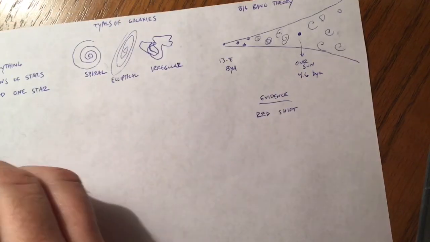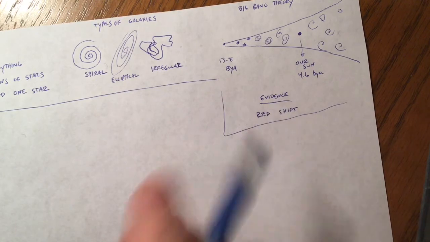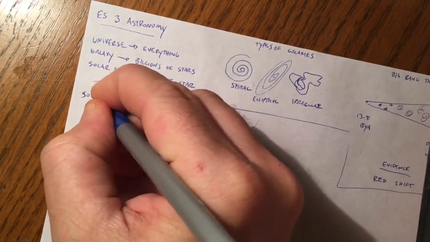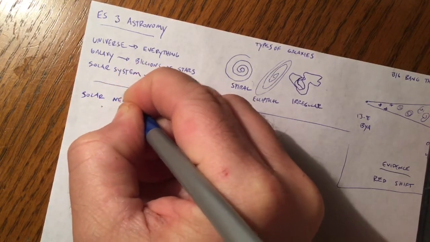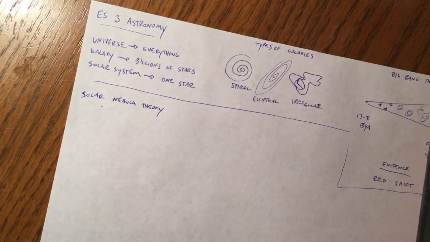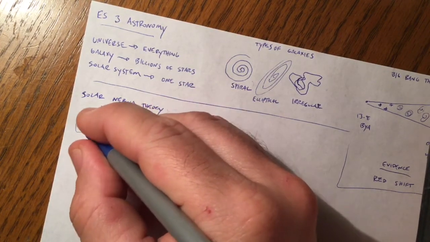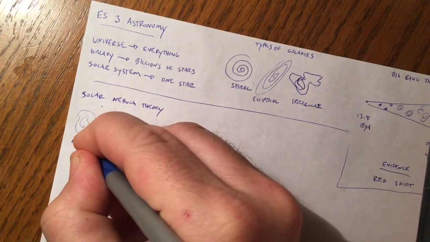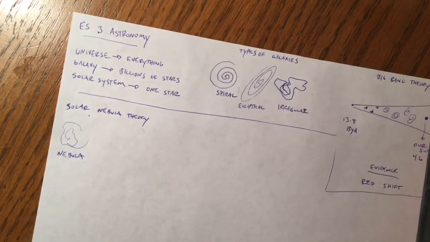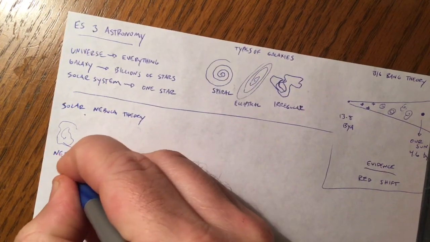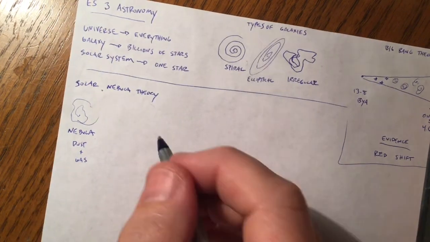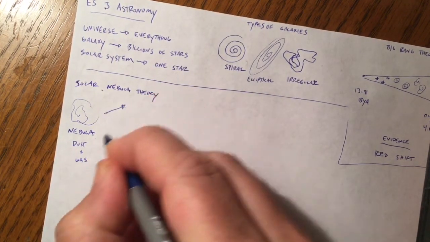When we talk about how individual solar systems formed, we need to talk about solar nebula theory. Solar nebula theory states that all stars start off as something called a nebula. A nebula is like a cloud of space dust and gas. And after the nebula stage, they can go into two pathways for the star life cycle.